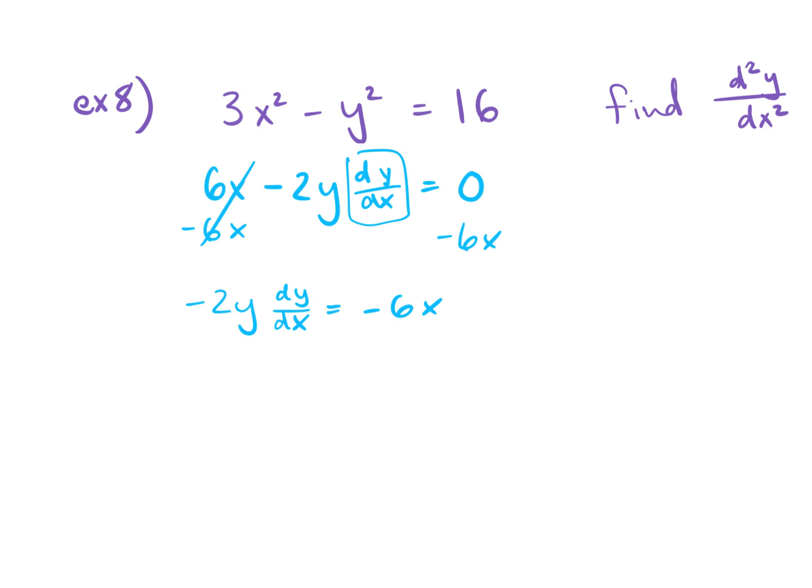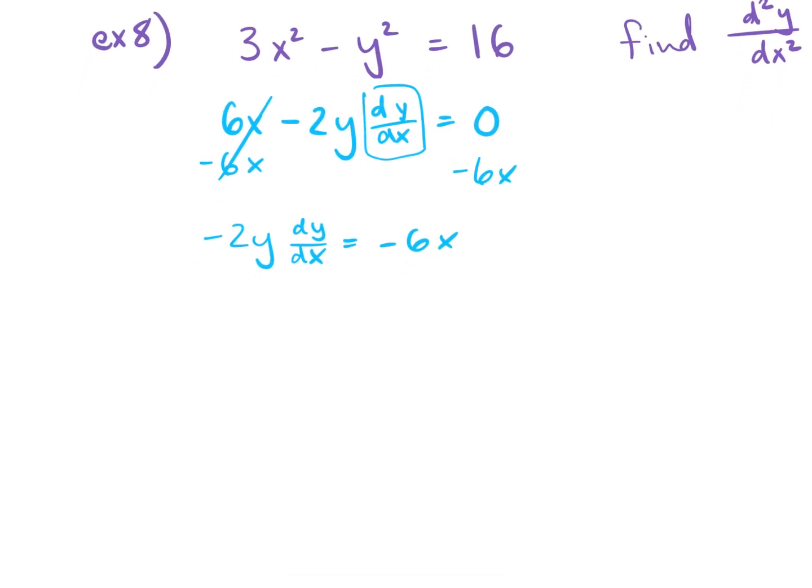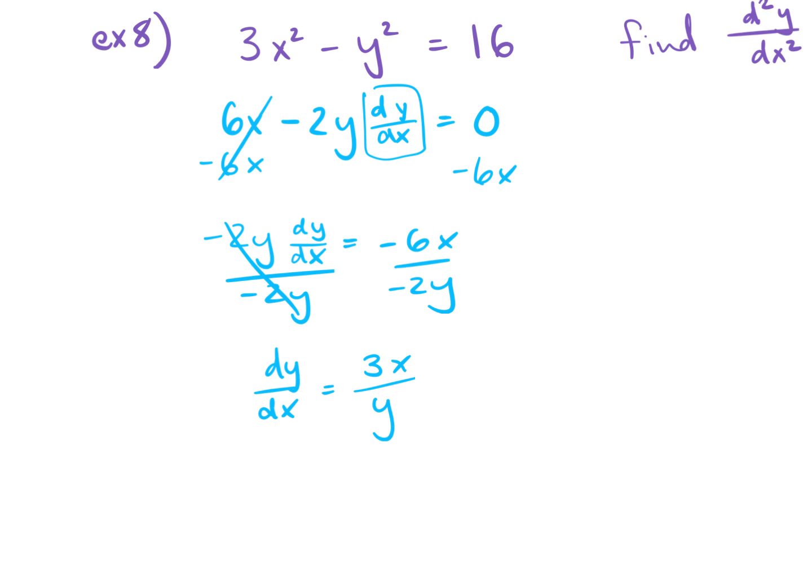Then what would we do? Divide both sides by negative 2y, perfect. So dy dx is equal to, we can do a little bit of simplifying, we get 3x over y. So now let's find the derivative of this.